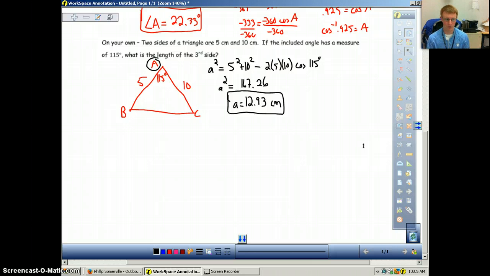Again, that's it for this section. One concept, the law of cosines. Hopefully it makes sense, and I'll see you in class.